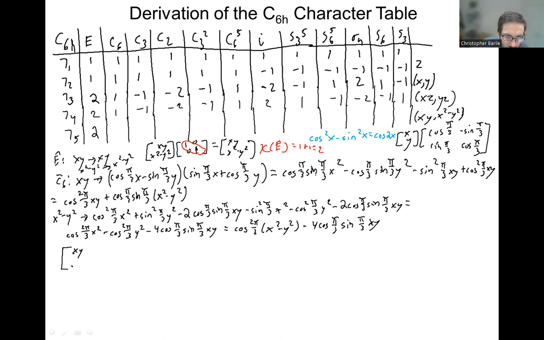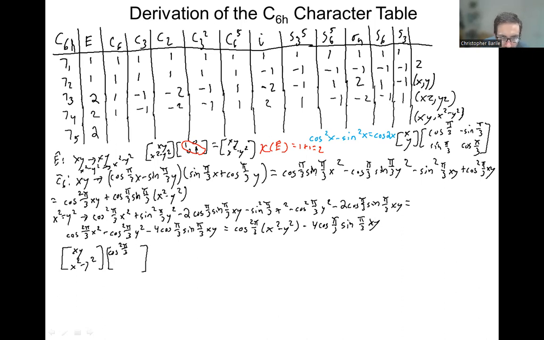It takes xy and x squared minus y squared. And really, just to save us time on writing, we only care about the on-diagonal elements, right? And what are those on-diagonal elements? Those are the elements in which, for example, for xy, it's the constant that is multiplied by xy. This would be the off-diagonal element, the constant that's multiplied by the other term. So the on-diagonal element there is cosine 2 pi over 3.